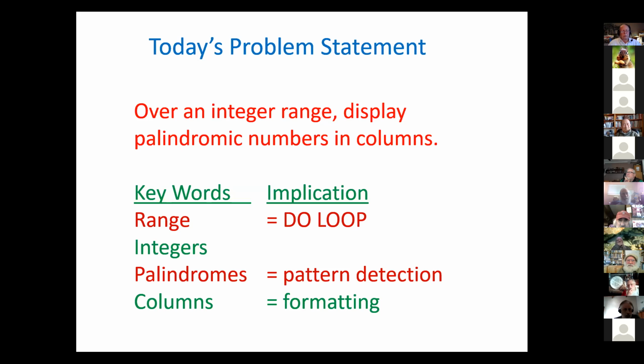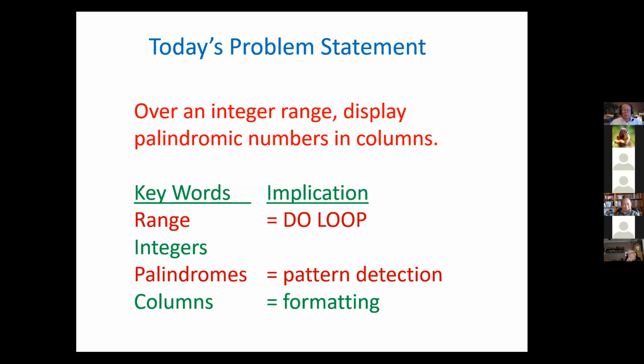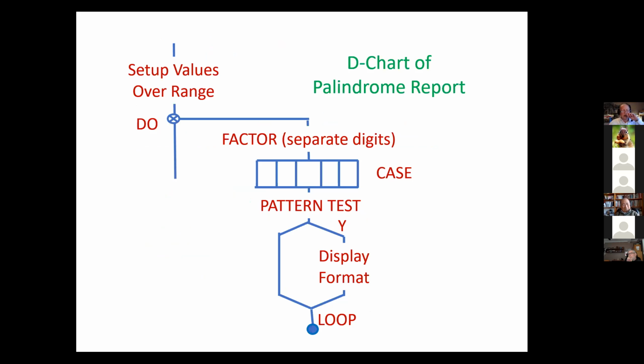The problem today was very straightforward: over an integer range, display the palindromic numbers in columns. If you pick that problem statement apart, look for keywords, and the keywords will translate into programming activities. First there's a range, so that implies we have a do loop. It'll be done in integers, not floating point. The palindromes means a pattern detection, right to left, left to right. And finally, referring to columns means that we expect some kind of formatting in the output. So these are components that have to go into our solution.